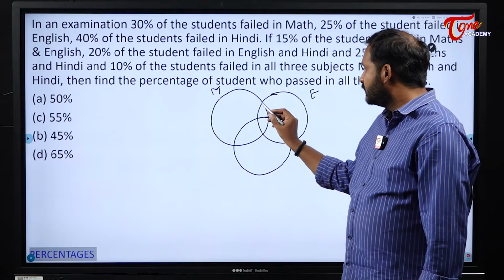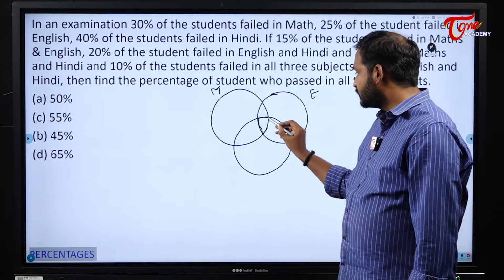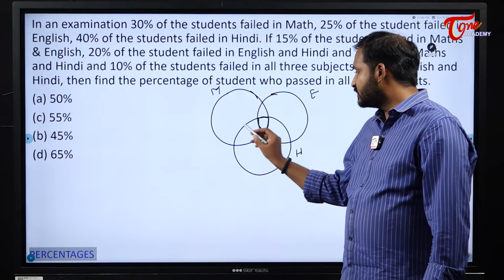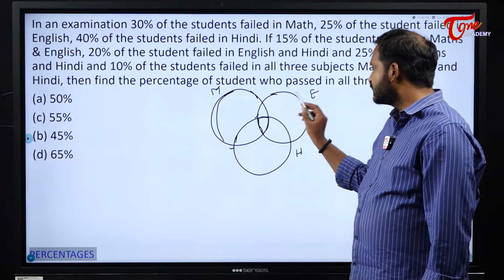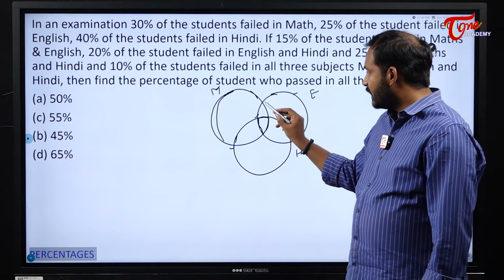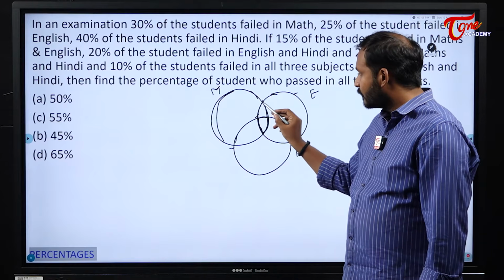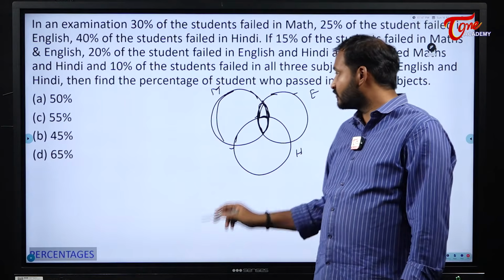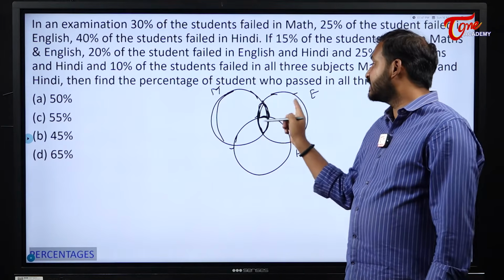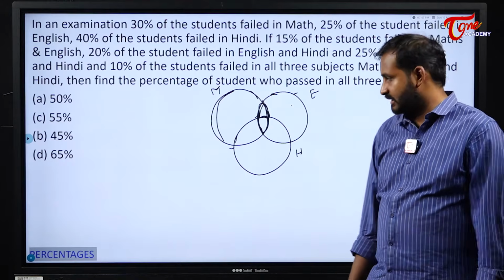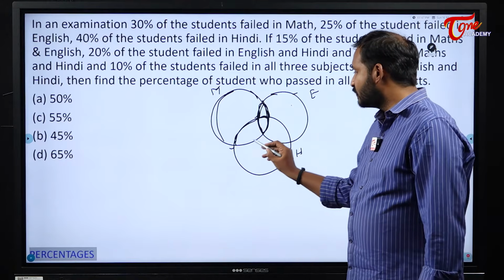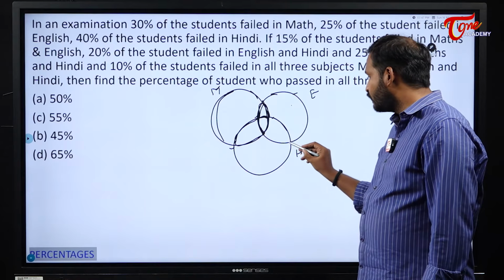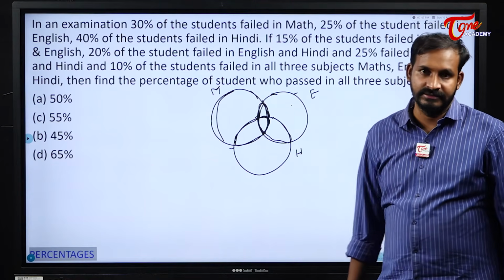So please observe here, this region tells us the students who failed in all the 3 subjects. This region will give us the students who failed in only maths, only English and only Hindi. And this region will give us the students who failed only in maths and English. And this region will tell us the students who failed only in Hindi and maths. And this region will tell us the students who failed only in English and Hindi.